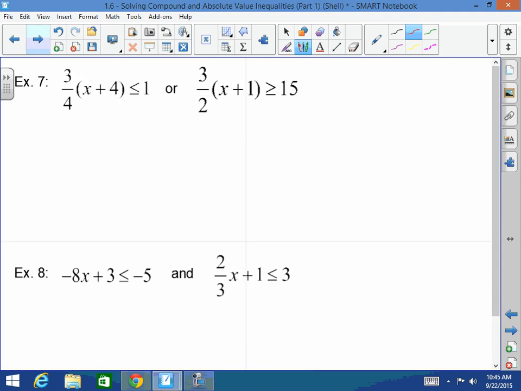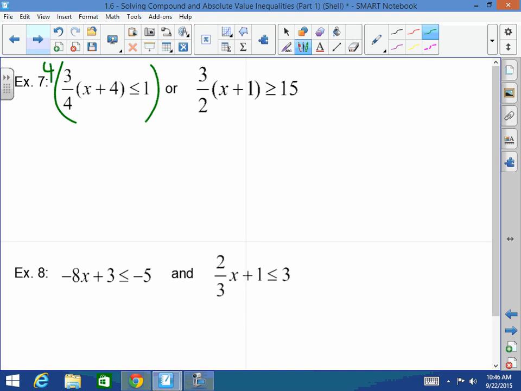All right, now let's get a little bit more complicated here. I've got 3/4 times x plus 4 is less than or equal to 1, or 3/2 times x plus 1 is greater than or equal to 15. How would I solve this? Well, you can distribute if you want to, but I showed you a much easier and better way. Okay, you multiply everything by 4.